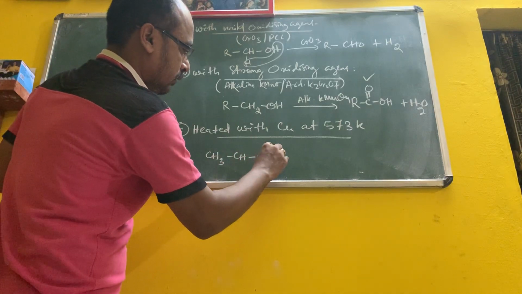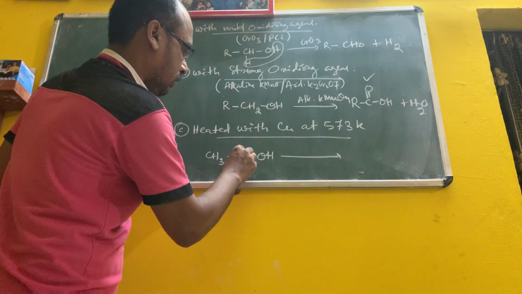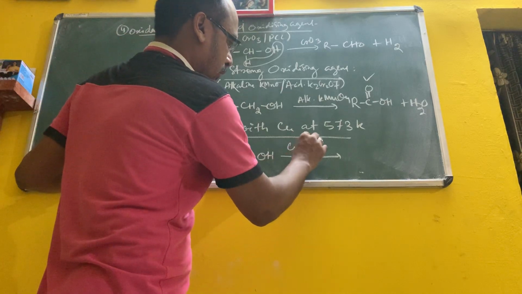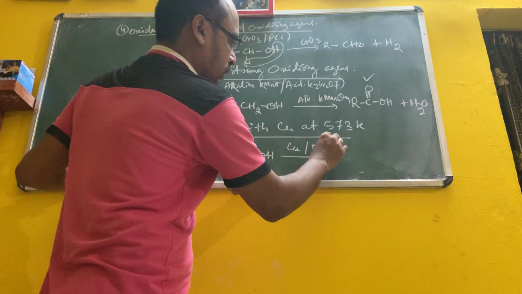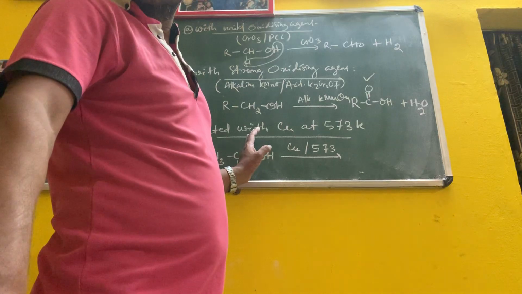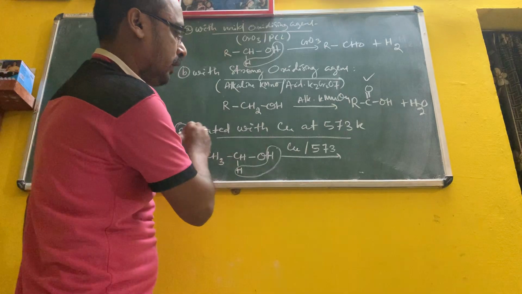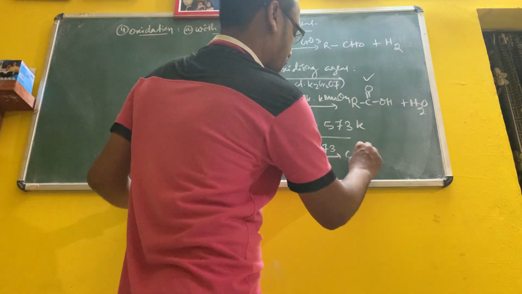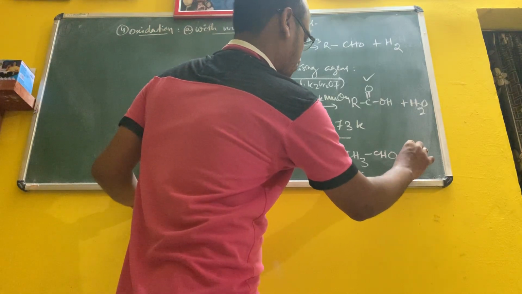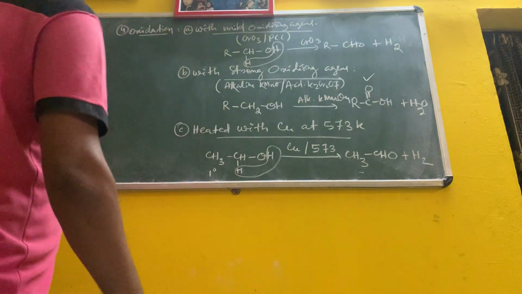CH3CH2OH, you write here H. Then copper at 573 Kelvin. Okay, 573 Kelvin heated copper. It will form, by dehydrogenation, CH3CHO plus H2. This is your primary.